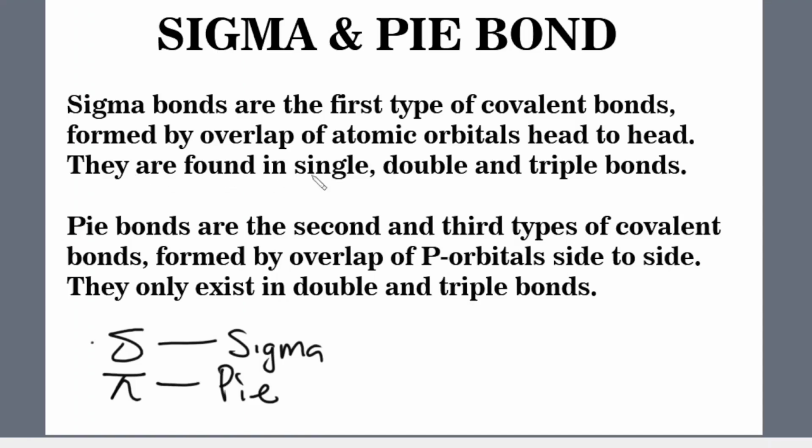They are found in single, double and triple bonds, while pi bonds are the second and third types of covalent bonds, formed by overlap of p orbitals side to side. They only exist in double and triple bonds. Now this is sigma and this is pi.